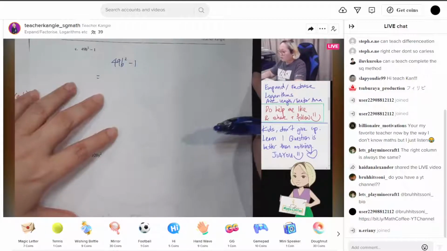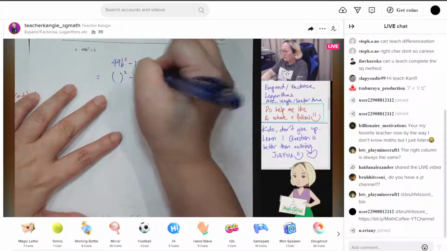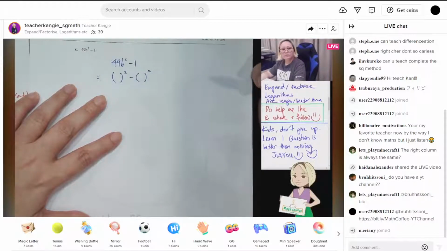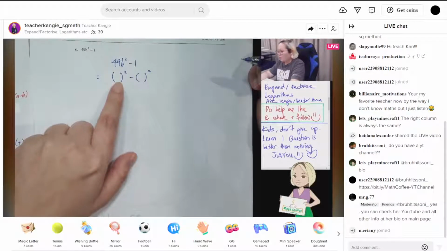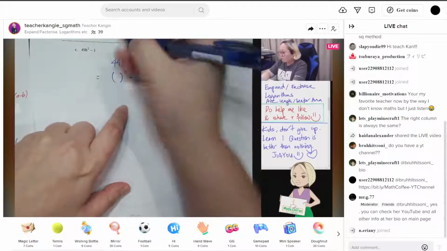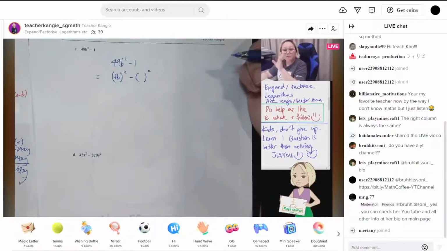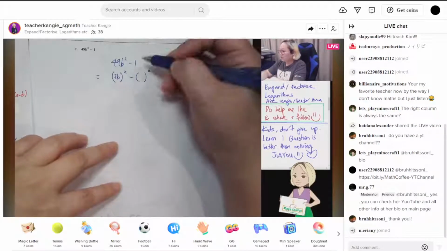So what I'm going to do is put this bracket squared minus bracket squared. Then you ask yourself, what times what gives me 49b squared? So we know it's 7b, because 7b times 7b gives me 49b squared. And then after that, 1 times 1 is actually 1. A lot of students sometimes see 1.